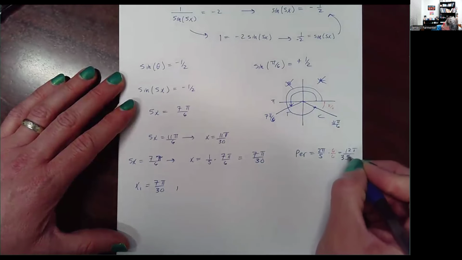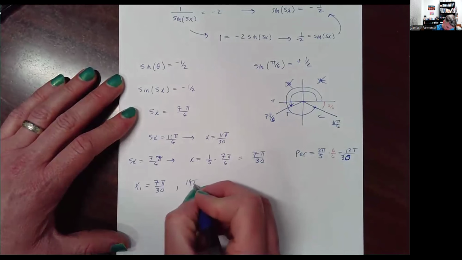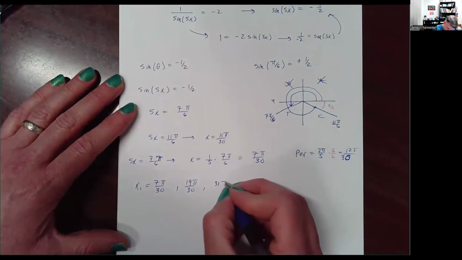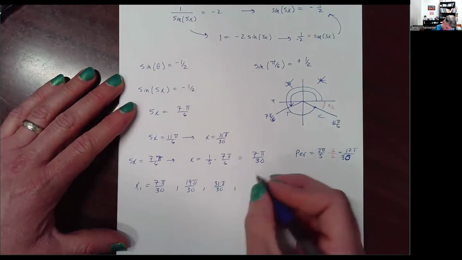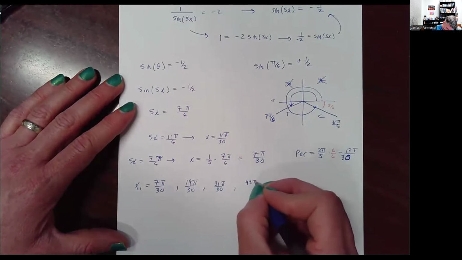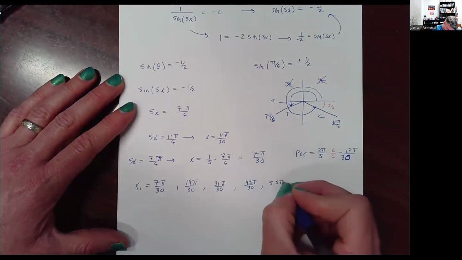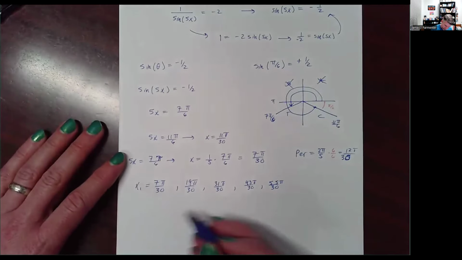Sorry, I wrote the wrong thing there. So 7 plus 12 is 19 pi over 30. And 19 plus 12 is 31 pi over 30. And 31 plus 12 is 43 pi over 30. And 43 plus 12 is 55 pi over 30. And that's as many as I should get from that one.